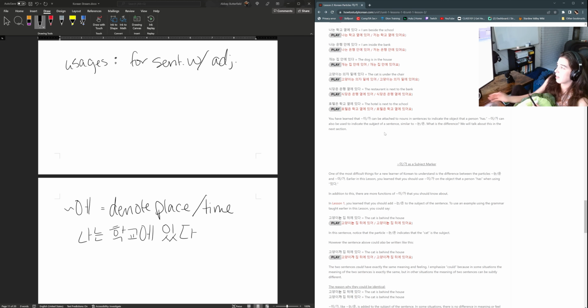So e and ga can be attached to nouns in a sentence to indicate the object, which we've already learned in the case of sentences with adjectives. It also can indicate the subject of a sentence. What's the difference? We're going to learn it right now.